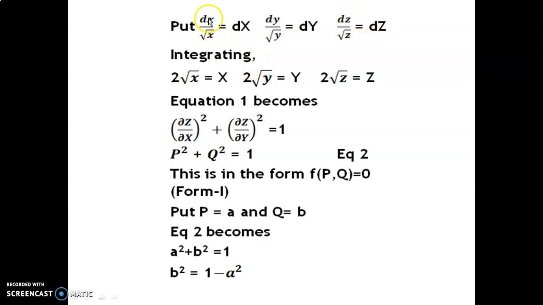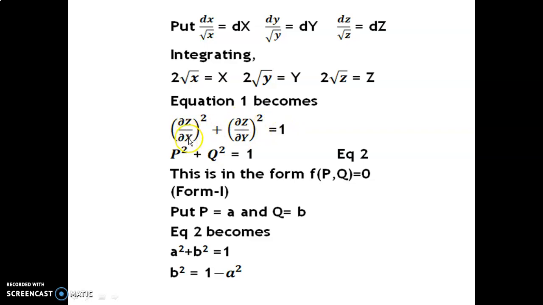Integrating, we get the integration of 1 upon root x is 2 times root x, which is equal to the integration of 1 with respect to capital X, that is capital X. Similarly, the integration of 1 upon root y is 2 root y, which is equal to capital Y, and the integration of 1 upon root z is 2 times root z, which is equal to capital Z. So substituting these values, equation 1 becomes (dou Z upon dou X) whole square plus (dou Z upon dou Y) whole square, equal to 1.